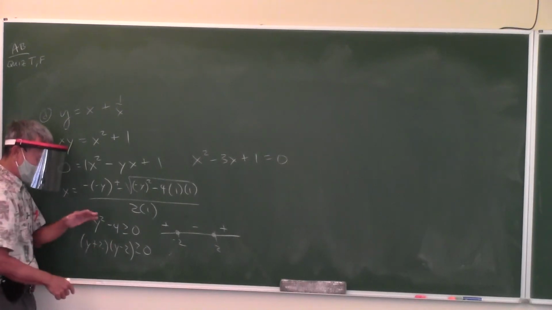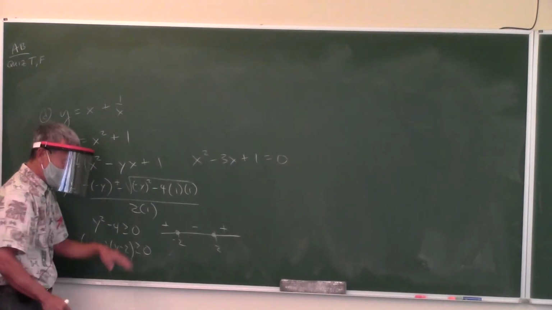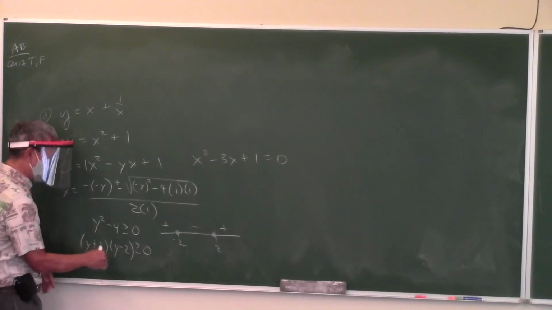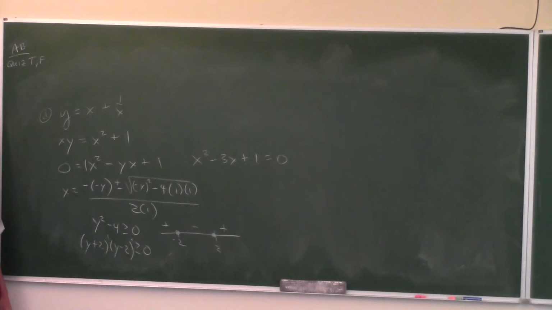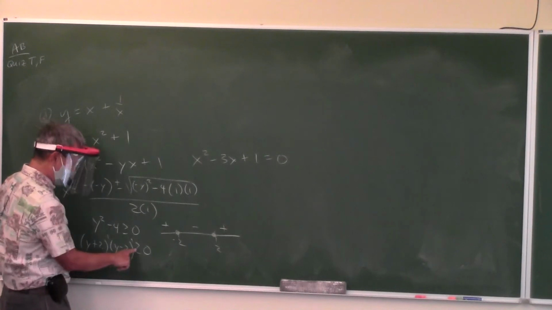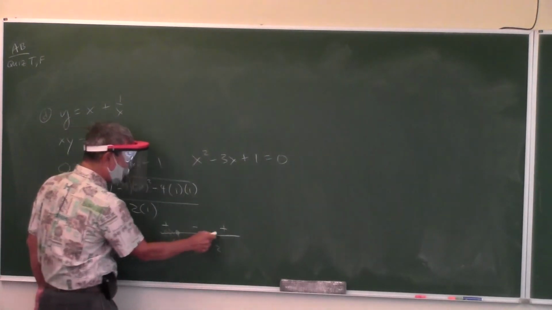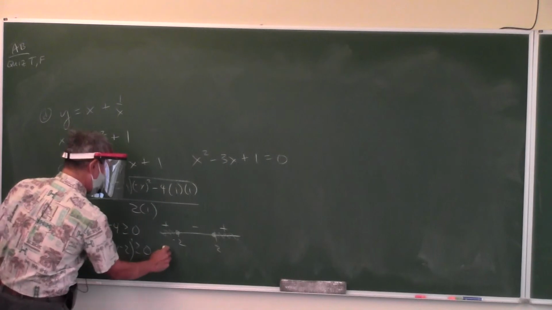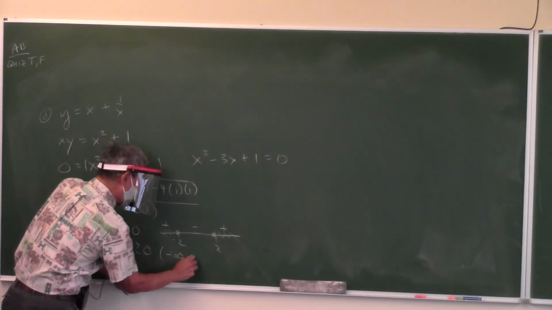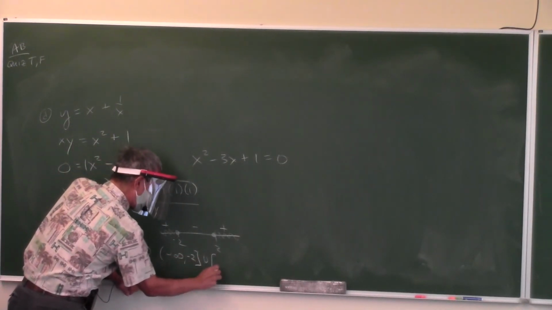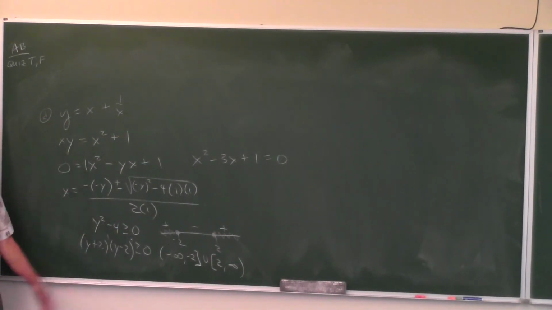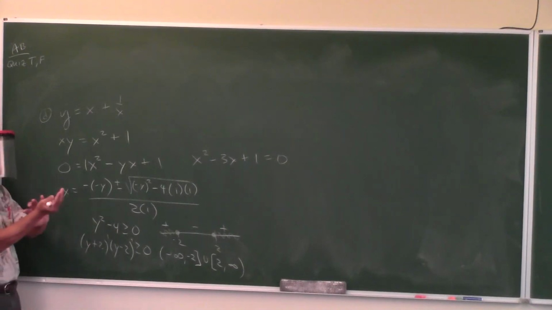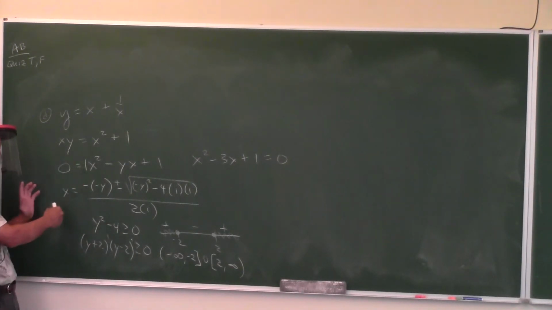3 plus 2 is positive. 3 minus 2 is positive. Positive times positive is positive. And how do I know they're going to alternate? Because you have odd powers. And what do I shade in, the pluses or the minuses? Greater than means you shade in the pluses. So the range for this problem is from negative infinity to negative 2, and then from 2 to infinity. There you go, that's how you find the range. Just the opposite of finding the domain. You solve for x instead of y.